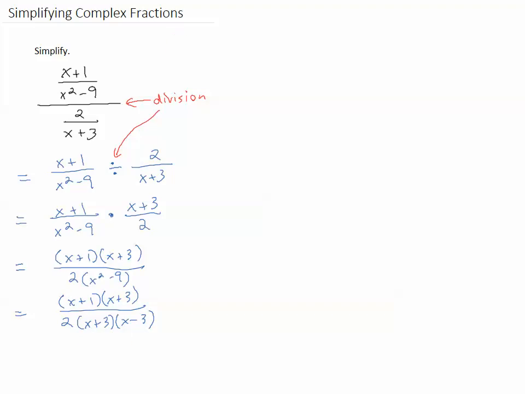Since everything's multiplication, we can cancel the common factor of x plus 3, leaving us with a final answer of x plus 1 over 2 times the quantity x minus 3. So this complex fraction here simplifies to this standard rational expression. And the way we did this one, since we had a single fraction over a single fraction, was we just treated it like a division problem because it's very simple to do. Let's look at a harder example.